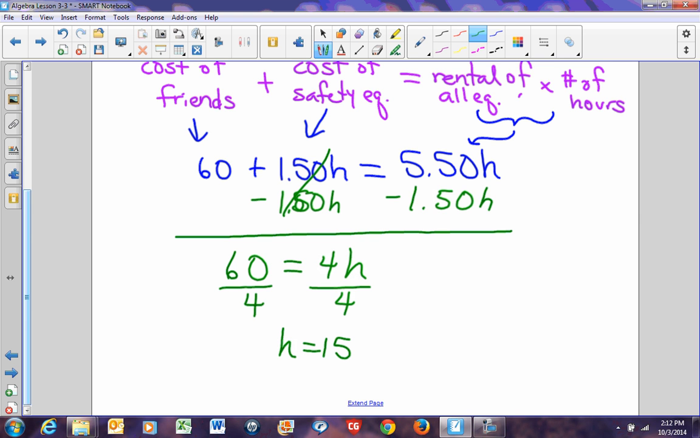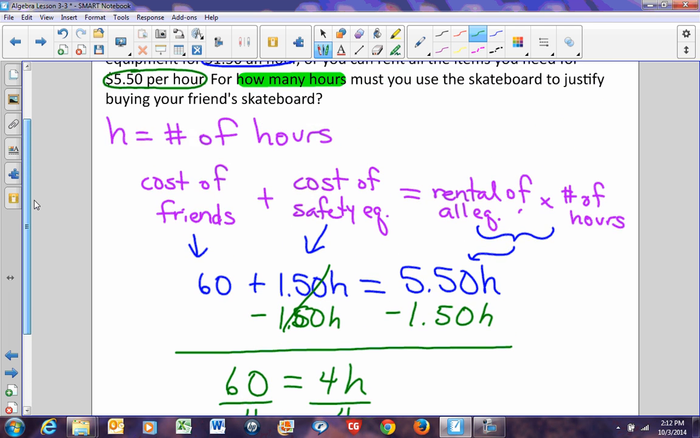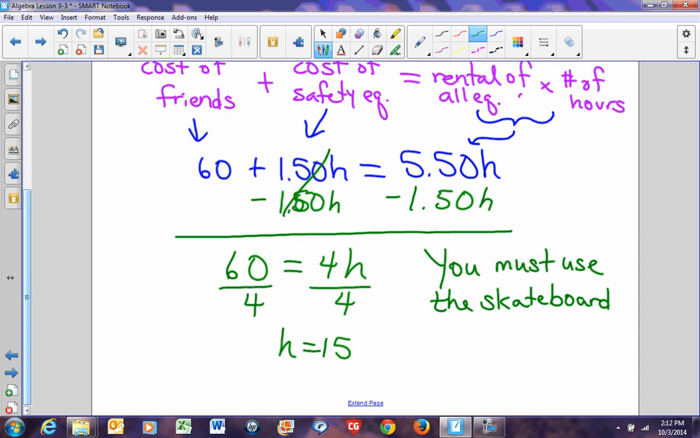Since this is a word problem, I need to write the answer in a complete sentence. So the question, if you remember, we'll scroll back up here. The question said, how many hours must you use the skateboard to justify buying it? You must use the skateboard for at least 15 hours.